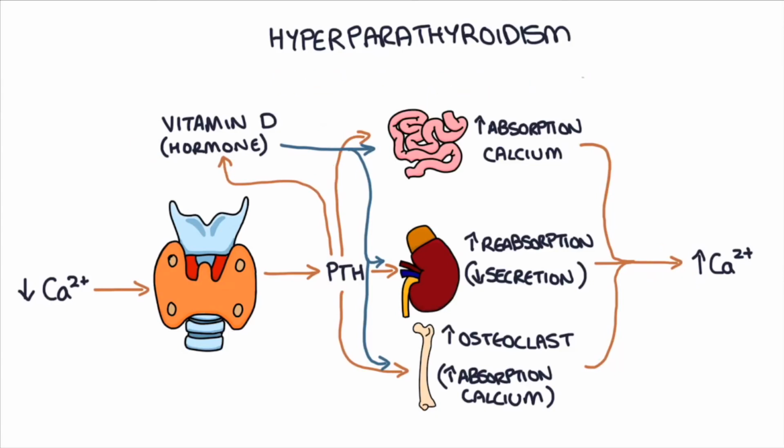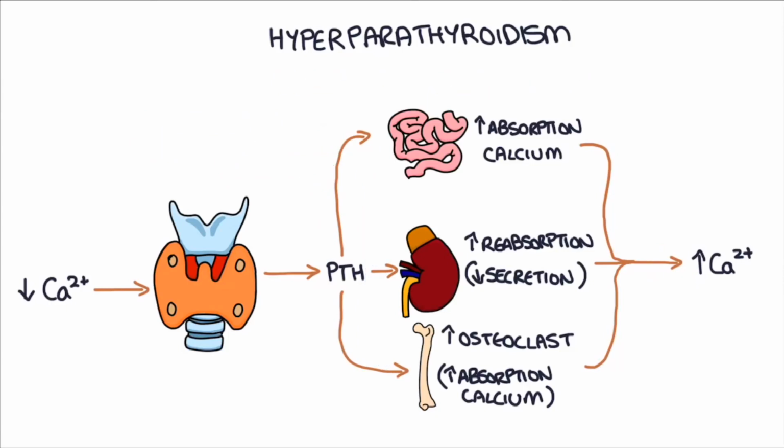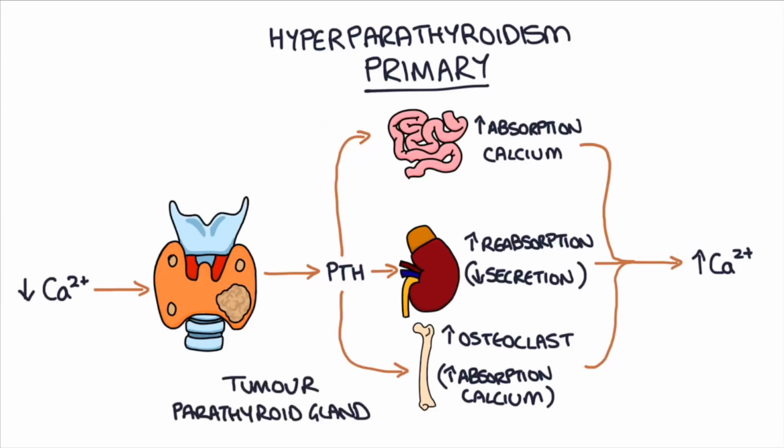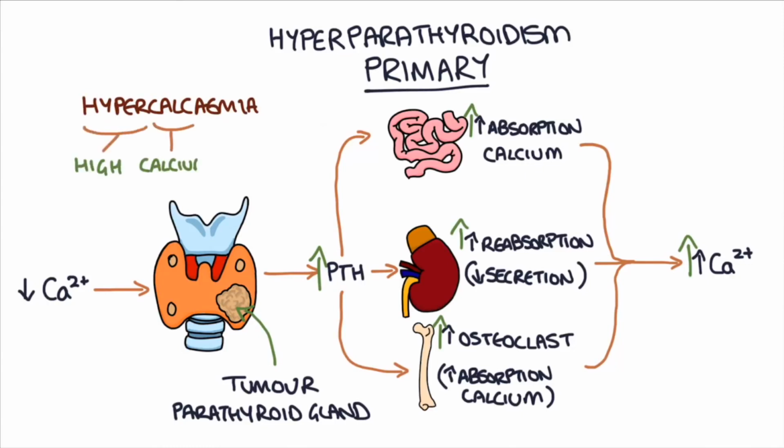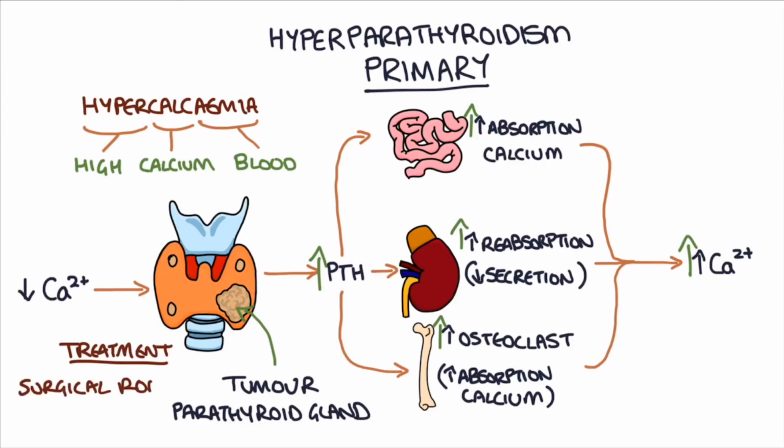So let's talk about hyperparathyroidism. The easiest cause of this to explain is primary hyperparathyroidism. And this is just caused by uncontrolled parathyroid hormone being produced by a tumour of the parathyroid glands. This causes increased absorption of calcium and leads to hypercalcemia, which is an abnormally high level of calcium in the blood. And this can be treated using surgical removal of the tumour.